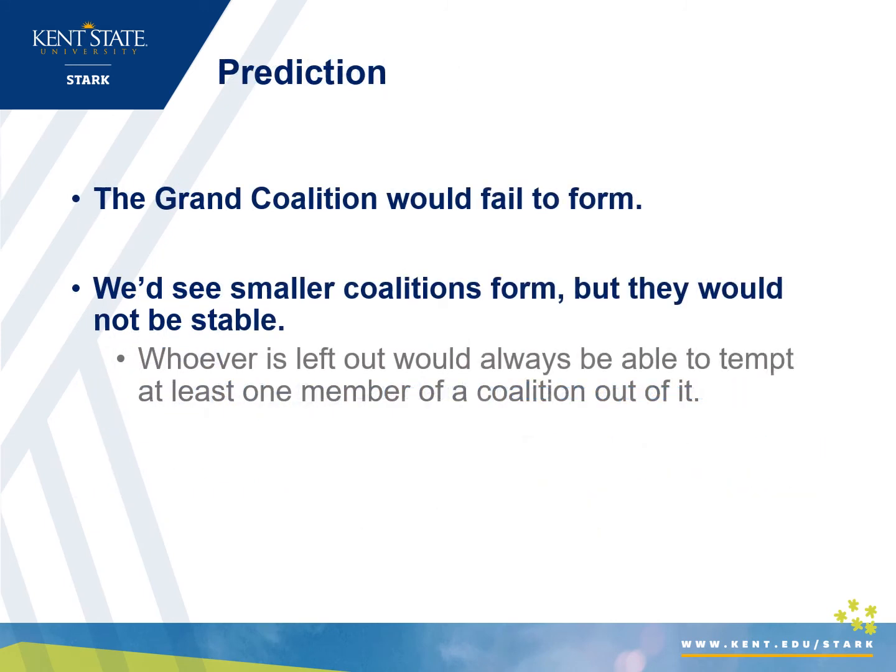So the prediction we would make based on all of this is that the Grand Coalition would totally fail to form, and that instead what we'd see are smaller coalitions forming, right? So A, B, B, C, A, C, but they wouldn't be stable, right? Whoever's left out would always find some way to tempt at least one member in the coalition out of it, right? So we'd see kind of this rotation of coalitions that would form. That'd be the prediction about this specific case.